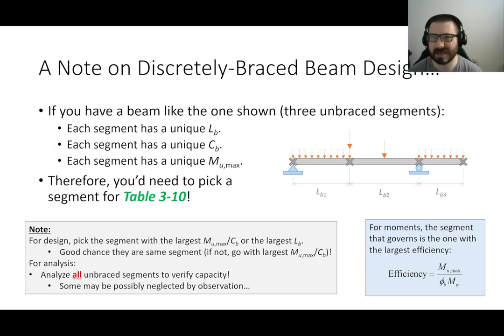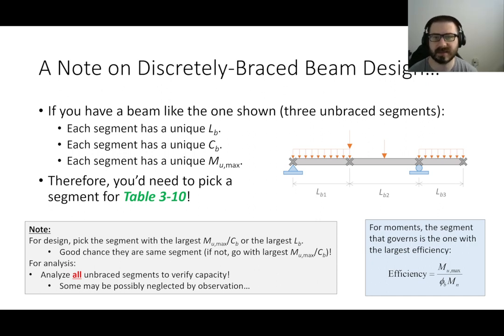So in design land, that might be a little bit hard to select, might be a little bit hard to figure out where you're going to start. So what I would do is pick the segment that has the largest Mu divided by CB or the largest LB. There's a good chance that's the same segment, but if not, I would go with the one that has the largest moment, just for the purposes of picking a trial selection. Or a trial shape, because once you get that trial shape, you can analyze it. If it doesn't work, you can iterate.